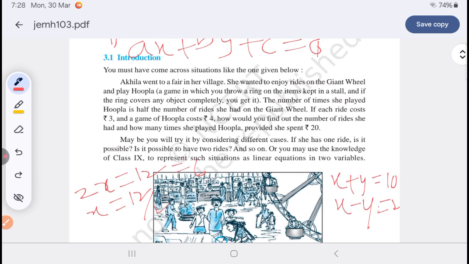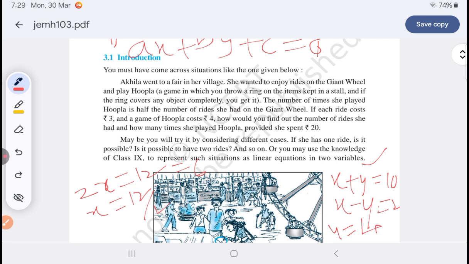That is 6. And substituting this x value in the first equation, you will get y equal to 4. So the solution for these two equations is x equal to 6 and y equal to 4.